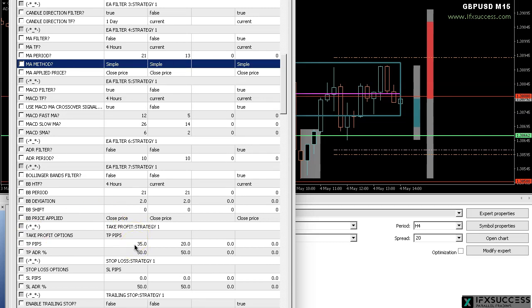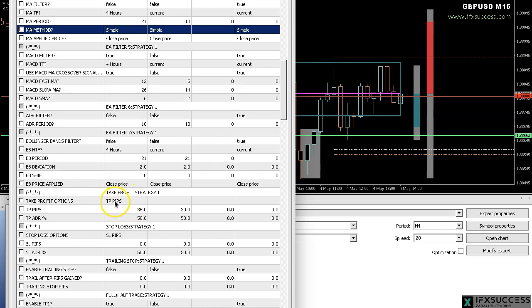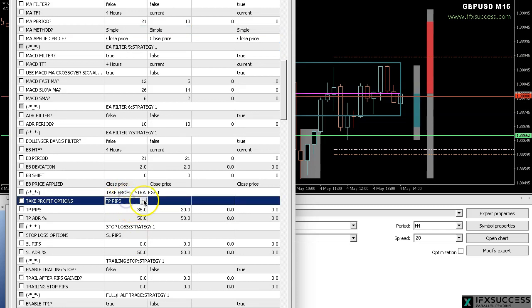So here we have take profit options. We have TP1 over here, and we have different type of options. We have ADR percentage, or we have reversal block, meaning that let's just say that if we buy over here in this reversal block, and then we get another reversal block at the top, that means it's going to get us out.